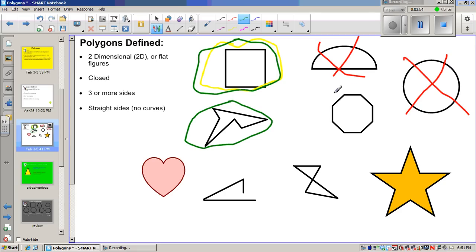All right, let's take a look at this one. Two-dimensional, closed, three or more sides. I say yes to all of those. Straight sides, no curves. So yes, this is a polygon. Now I'm going to pause right here, and I want you to look at the last four shapes and decide for yourself whether they are polygons or not.